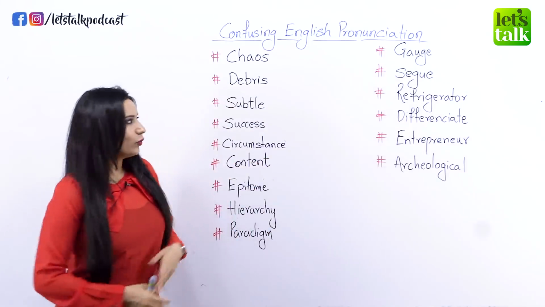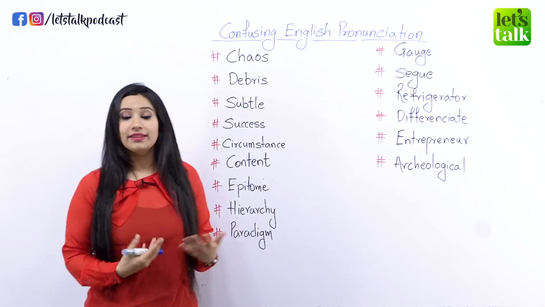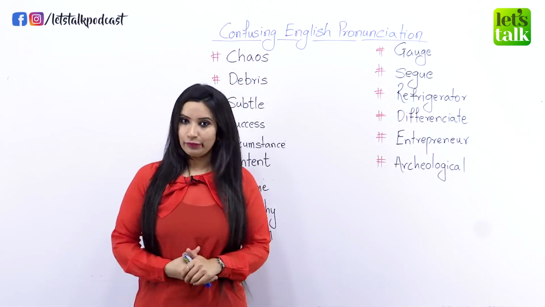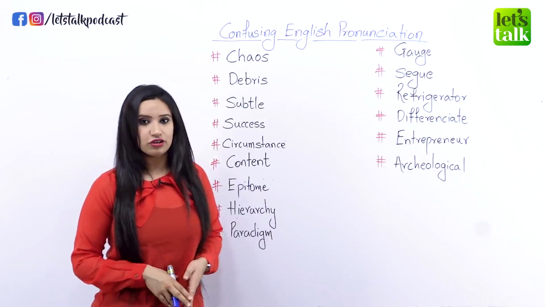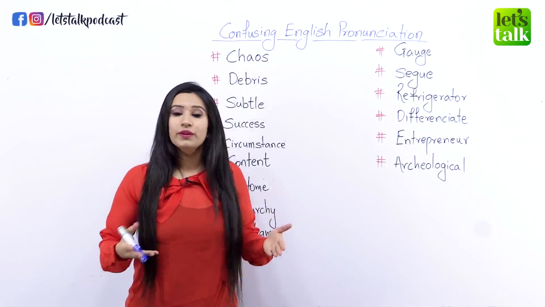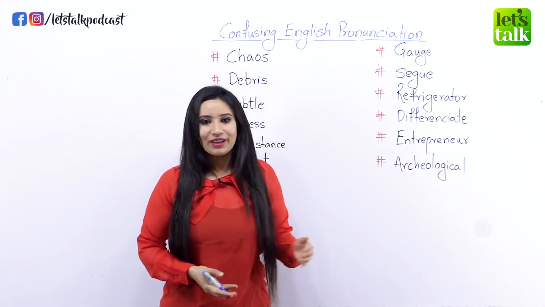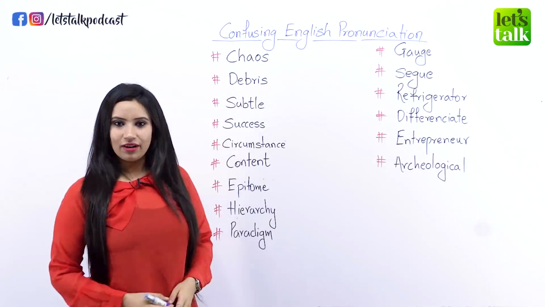Okay, so we have these words with us. Some of these are very common words and the other words are advanced vocabulary words. So in this lesson today, you're not just learning pronunciation, you're also learning advanced vocabulary and words with their meanings and examples. So keep watching. Let's start with the first one, chaos.